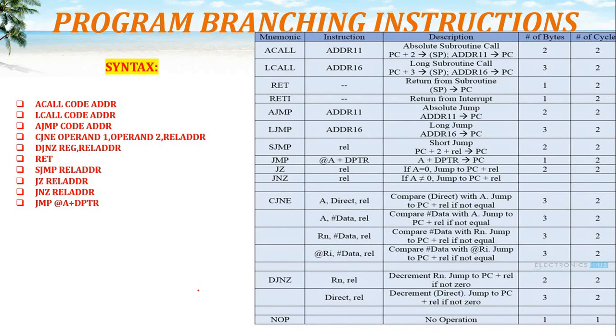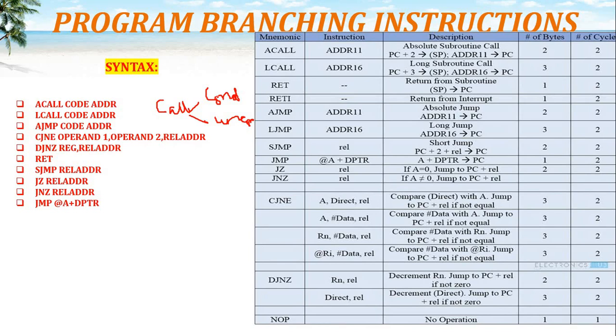Next one is program branching instructions. What is a branching instruction? If I'm calling a subroutine, I can use this type of instruction. Mainly for call instructions, we'll use these branching instructions. Here there are two types of calls we are having: conditional calls as well as unconditional calls. If I'm using conditional instructions, then that comes under a conditional call.